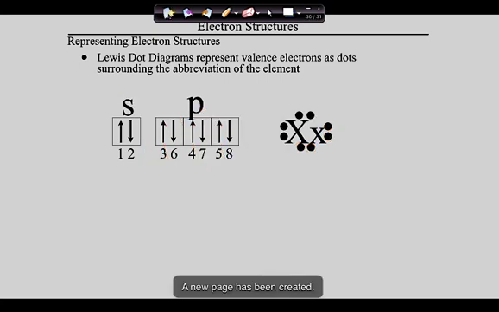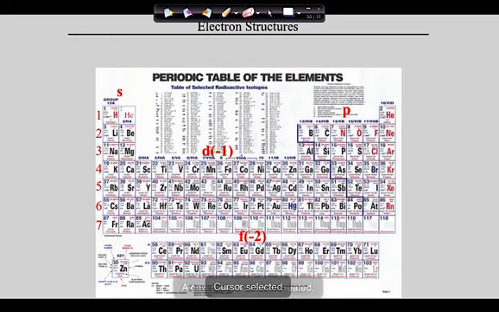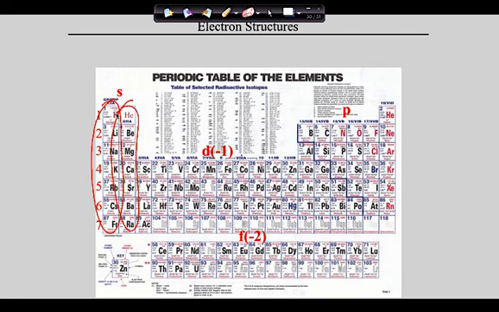But to do that, as you might guess, we go to the periodic table. And the number of dots for an element is actually given by the group that they are in. So all of the elements in the first group will have 1 dot. All of the elements that are in the second group will have 2 dots. Now we need to talk about the D's and the F's. So how many dots do these have?